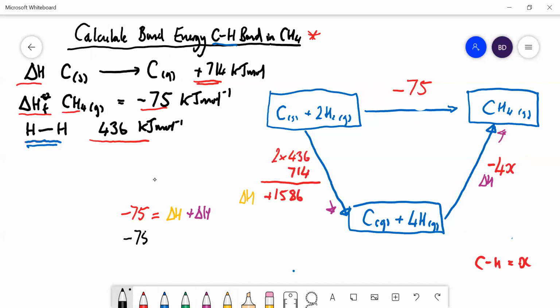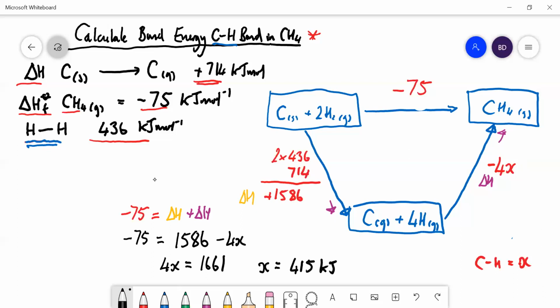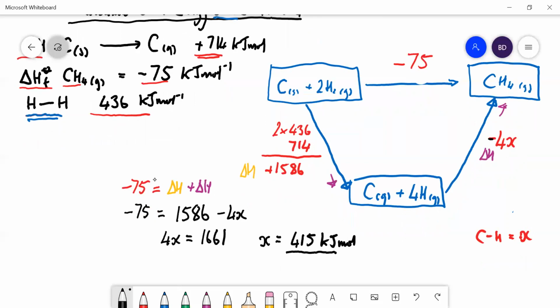Okay, so let's put the numbers in. So we get minus 75 is equal to 1586 minus 4x. So we get 4x is equal to 1661. So x is equal to 415 kilojoules per mole. Now that is when you break the bond, isn't it? That's a positive value because I did call this minus value there. But anyway, that is about the right value for the carbon hydrogen bond. I think it's usually quoted as 413. So that's how you would do that one.